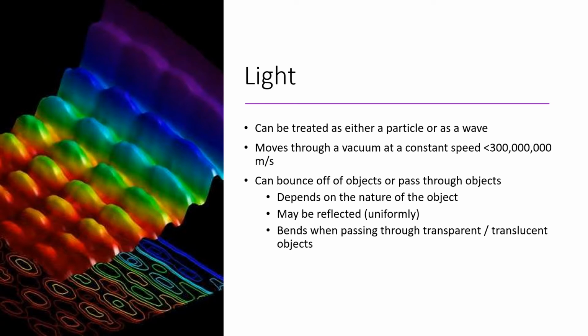And it'll bend, it'll refract when it goes through transparent or translucent objects. So if light can go through something, it's necessarily slowing down when it encounters that other thing, or at least it's changing its speed based on the other thing it's going through. And when it does that, the light will bend and refract.